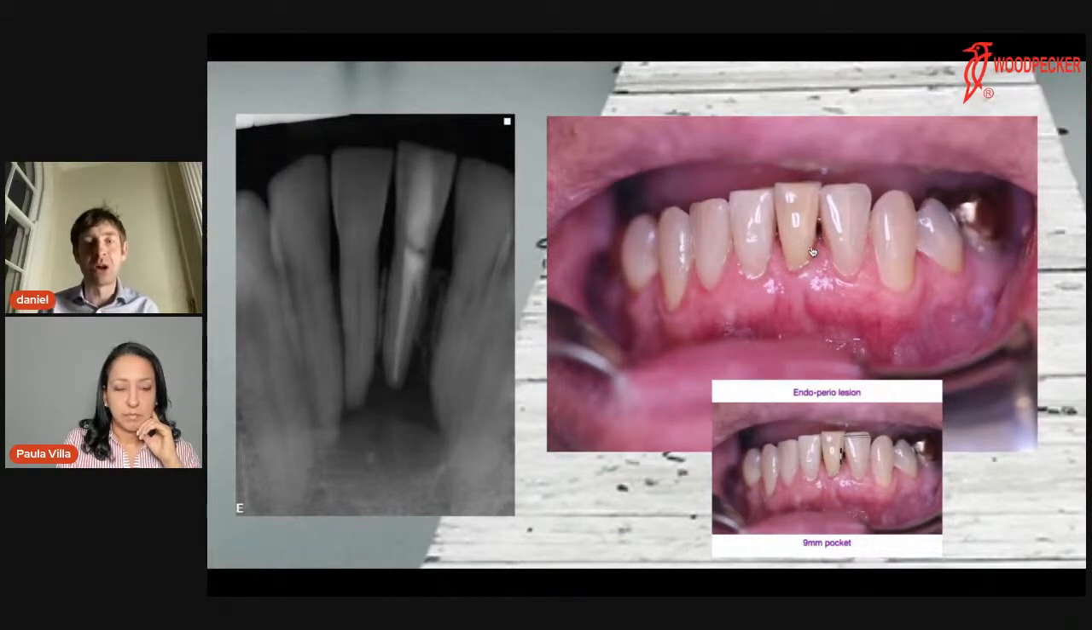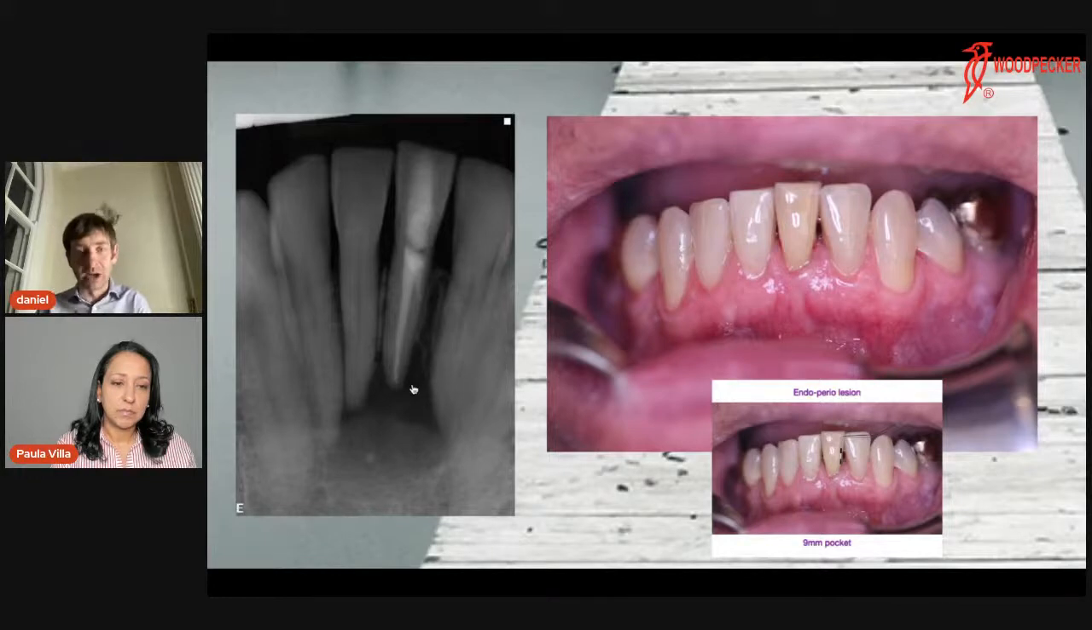We have a 9mm pocket associated with where the perforation is buccally, and it goes right down to the apex. So the questions here are: do we have a root fracture? Do we have an endodontic infection apically that's just draining through the periodontal pocket, or is the perforation area affected and draining through the pocket? There are loads of questions, and the decision-making can be challenging.